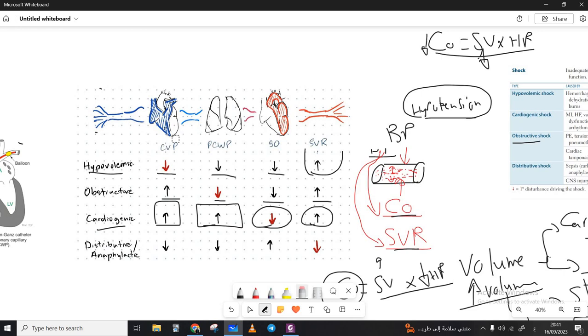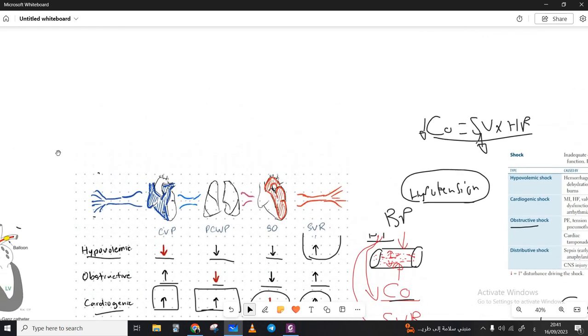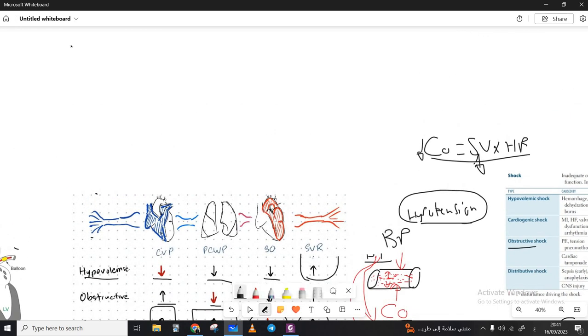Let's do the last one, and the last one is distributive shock, or anaphylactic shock. So let's do it upward. Essentially, distributive shock is a problem in the distribution, and what controls distribution is actually the vessels. So we assume it's a problem in the vessels. And it's right.